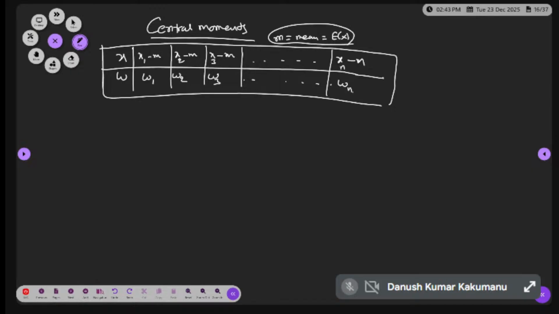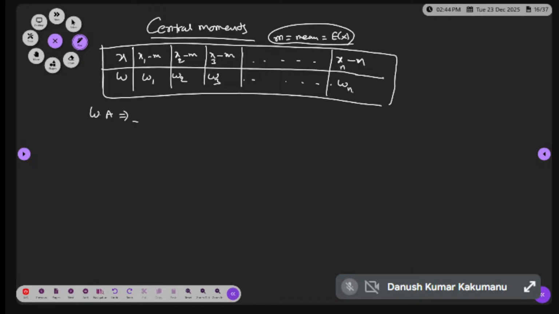Now tell me, what is the weighted average of this table? This type of table's weighted average we are calling the central moment. Ordinary moment means direct x1, x2, x3, xn. Now m is subtracted from all the sample points. The weighted average of this type of table we are calling central moments.